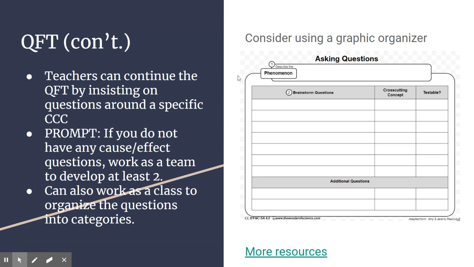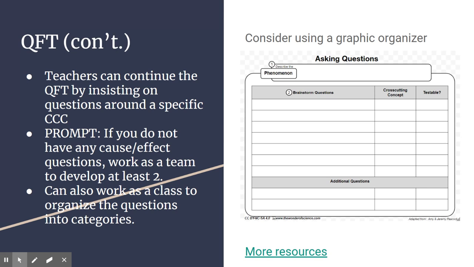Consider using a graphic organizer for this. I find that they're very helpful for students to organize their thoughts along the way. I haven't found a really good way to do this on the whiteboard with some sort of graphic organizer. I have them just make 3 columns: questions, cross-cutting concept, and a check mark for a testable column, right? Or you could just have them do it on a piece of paper. It doesn't really matter.